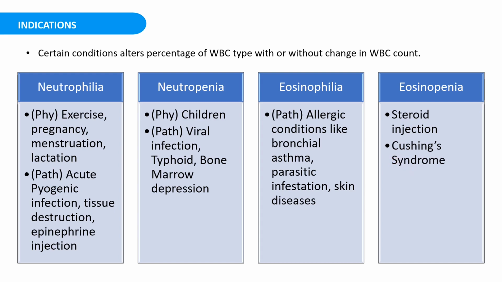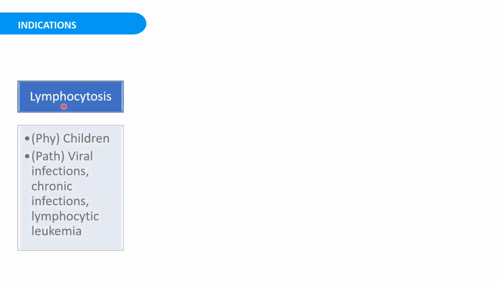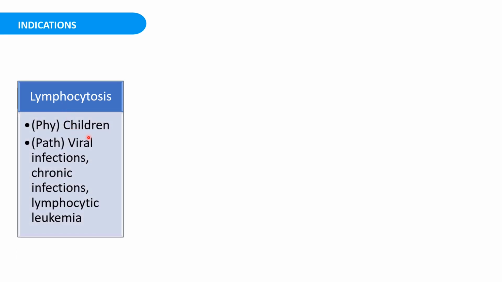Let's see the other conditions. Another condition is lymphocytosis. Again, the term cytosis is used when there is increase in count. So when the lymphocytes are increased, the percentage of lymphocytes is more, then it is known as lymphocytosis. Physiologically it is found in children, but most important is pathological. In viral infections, lymphocytosis is present.